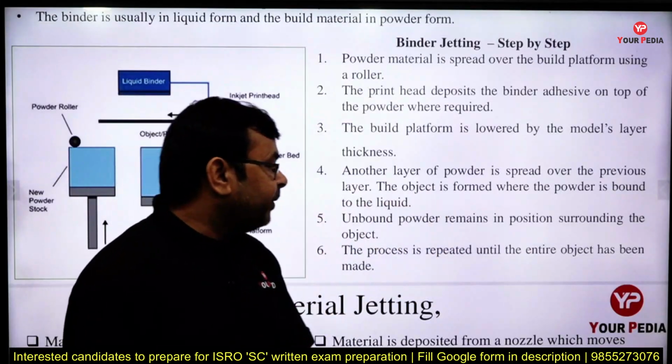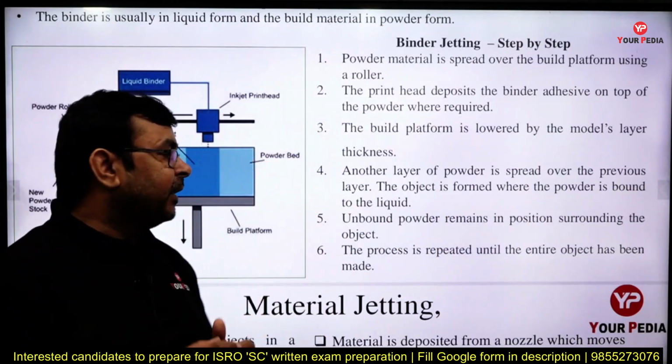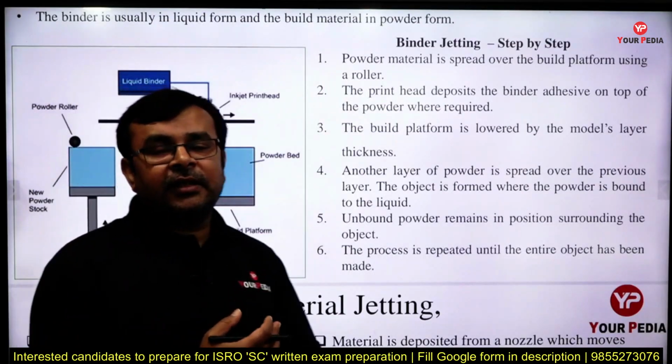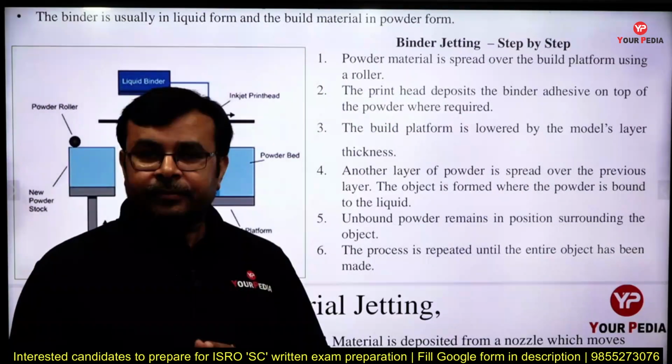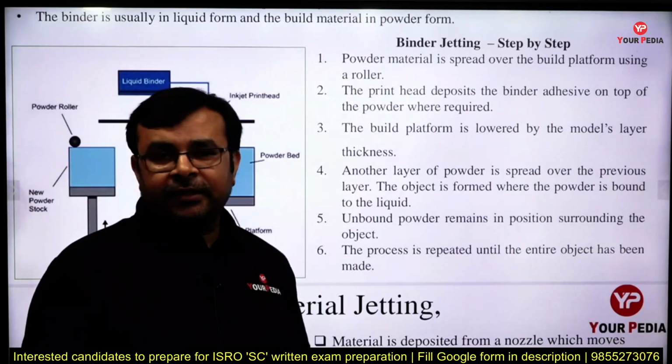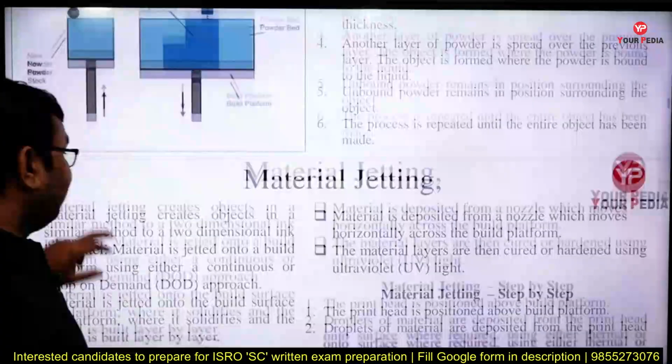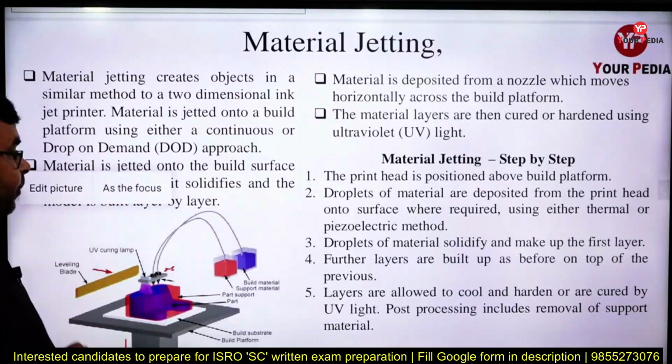The process is repeated until the entire object has been made, correct. So basically these processes are used for plastics, correct, for making models, is it clear? Okay, now let us say material jetting process.